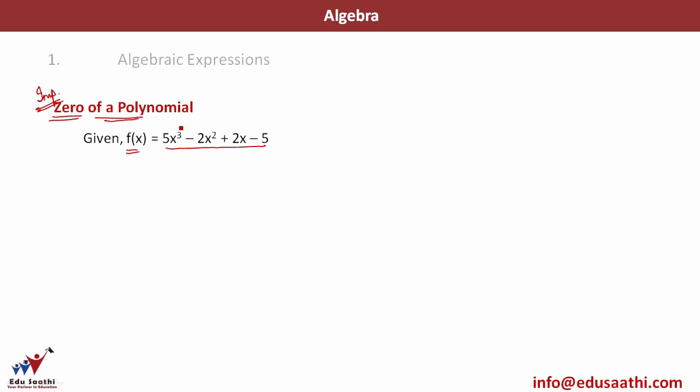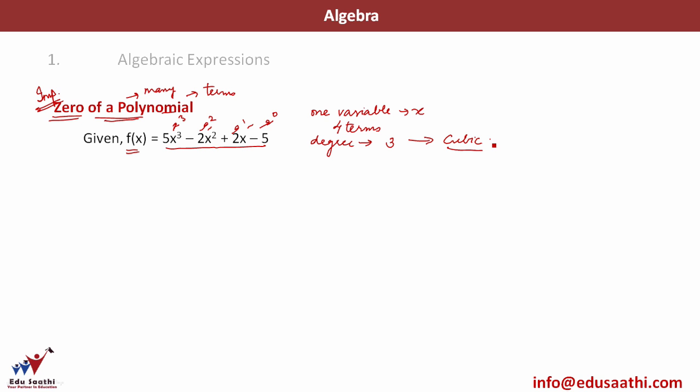Now this polynomial, if you look at it, has one variable which is x. There are 4 terms in this polynomial. Poly means many, and nomial means term. So an expression of many terms would be referred to as a polynomial. And if you look at the degree, the power is 3 here, it is 2 here, it is 1 and it is 0. So the highest power is 3. So the degree will be 3. That means this is a cubic expression or a cubic polynomial.